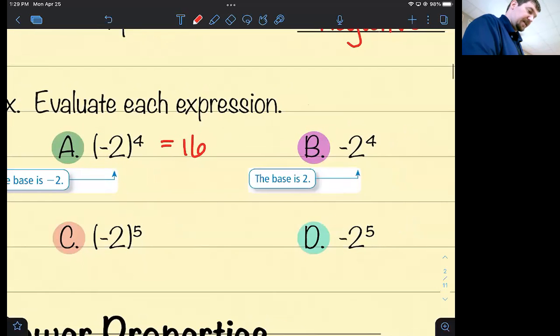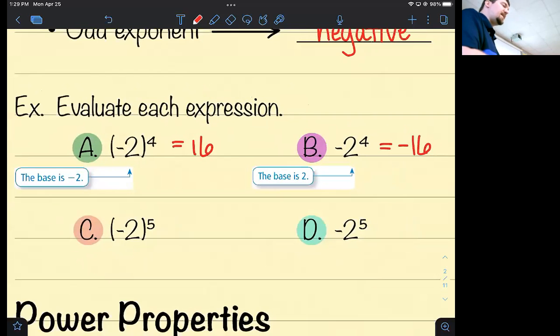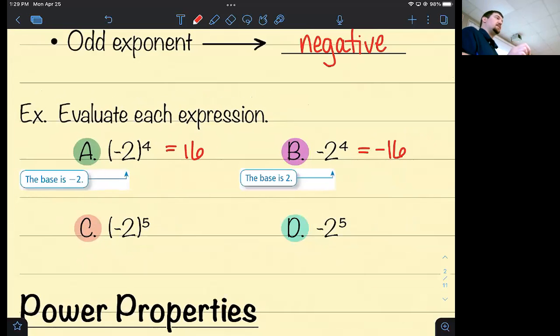You get -16. That's why the parentheses are important. Because if the negative number is not in parentheses, only the 2 is the base. So it will do 2 to the 4th power and then make it negative. Whereas the first one does negative 2 to the 4th power, does the entire thing. So the negative sign gets repeated here 4 times because it's part of the base. Here, only the 2 gets repeated 4 times. The negative's just 1. So the answer is negative. That's why the parentheses matter.